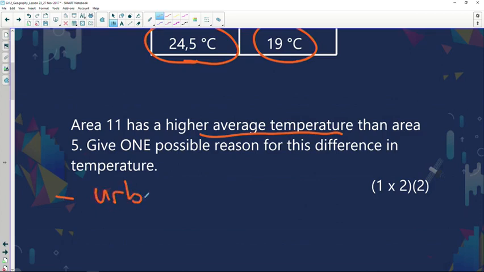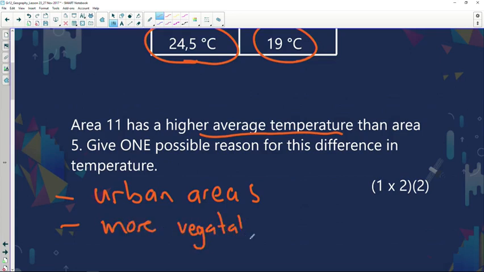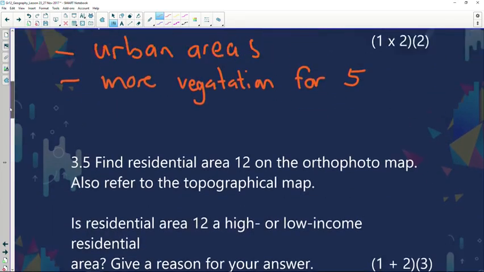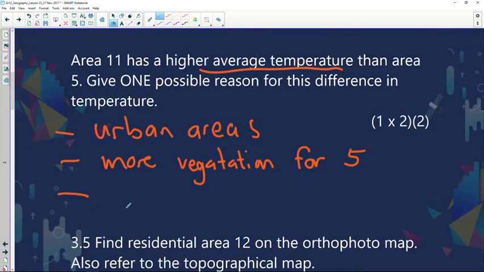It's an urban area. Urban areas experience warmer temperatures because of artificial surfaces. And the second reason, area 5 has more vegetation. I'm just going to make a 5 over there. And we can mention another example: urban areas have more pollution. So what does the pollution do? It actually traps the heat. Okay. And like I've mentioned, more artificial surfaces.